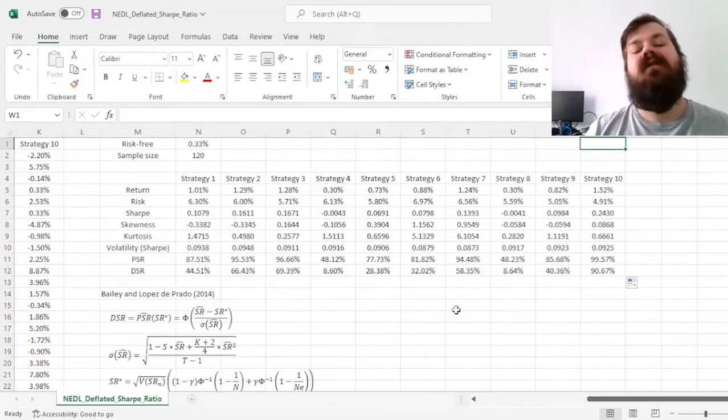And that's all there is for the application of the deflated Sharpe ratio for performance evaluation, robust to both the return distribution and multiple testing concerns.